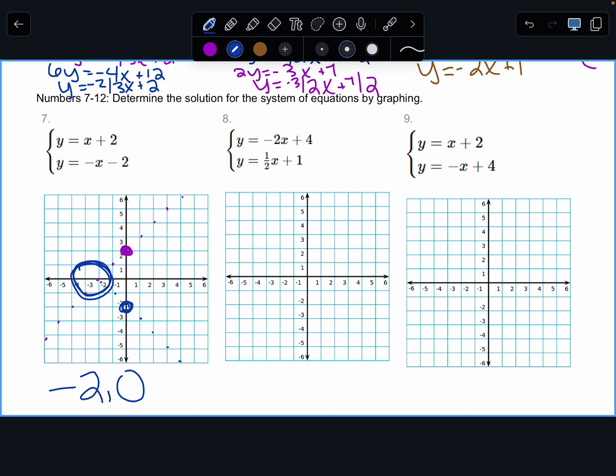Number 8, first dot on the 4, down 2 over 1. And then the other one, first dot on the 1. And they go up 1 over 2. This one isn't going to cross perfectly, but you should have gotten it to cross right there.